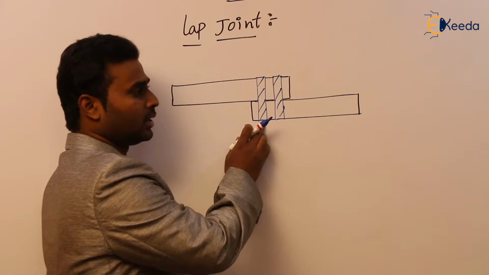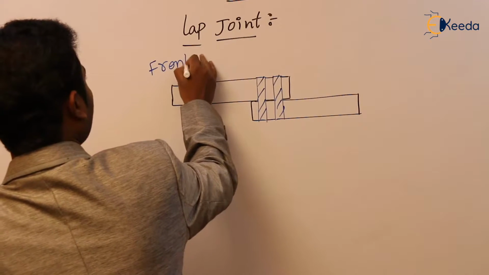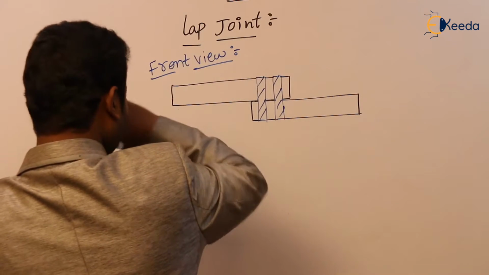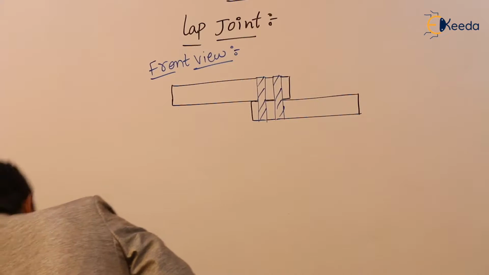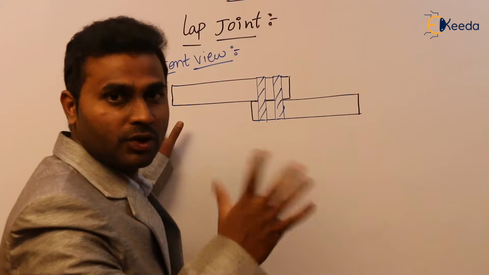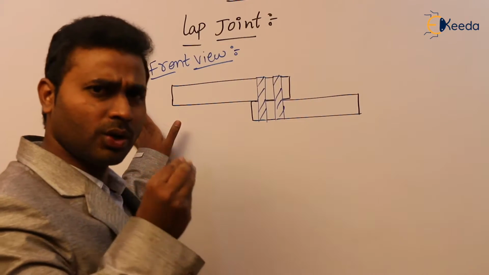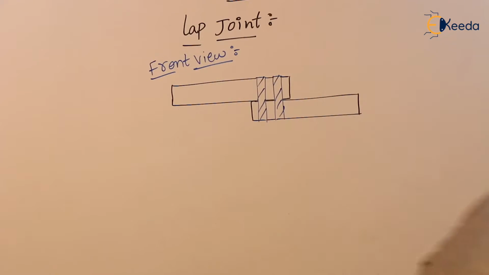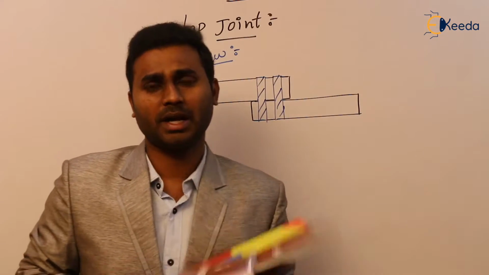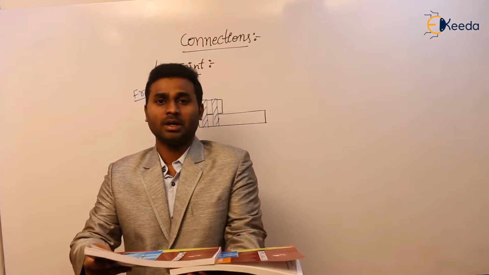Here, one line: this is the front view. Again, be clear with the front view, top view, and all the views. Whatever you have discussed in engineering drawing, we are going to make use of those basic concepts here. Assume that this is one plate and this is another plate. These two plates are connected by overlapping them like this.